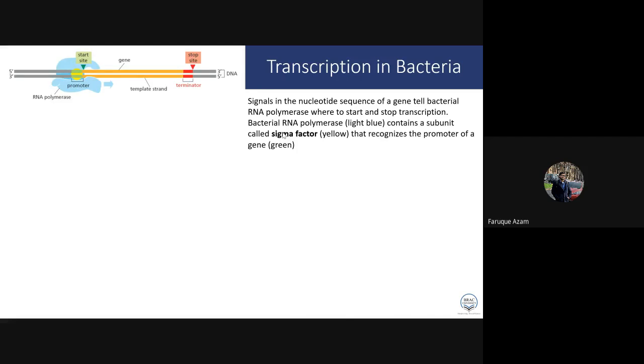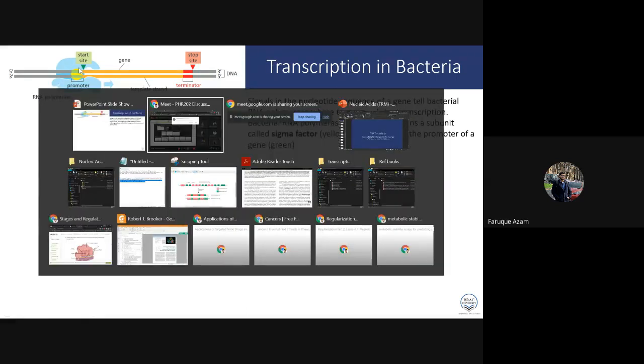So this is the gene or DNA, and within the DNA there are promoter regions for a gene. Promoter regions mainly start the transcription process, and RNA polymerase recognizes this promoter and starts from here. So the bacterial polymerase contains this sigma factor, this yellow circle protein.